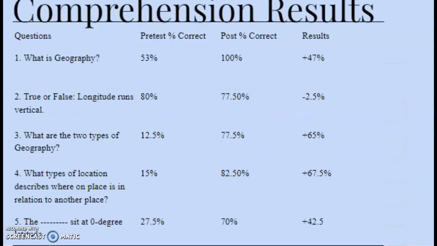So the comprehension results were very insightful. All of the questions had a positive impact when using technology, except for question number 2. This is a true and false question, and maybe some students were able to guess correctly on the pretest, and then when they learned it, they just did not remember which one. So that one had just a 2.5% downward slope, while the other ones improved by about 40%.